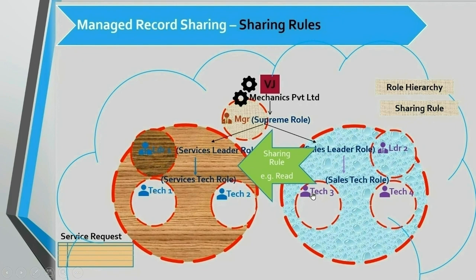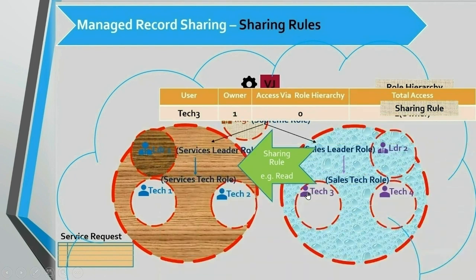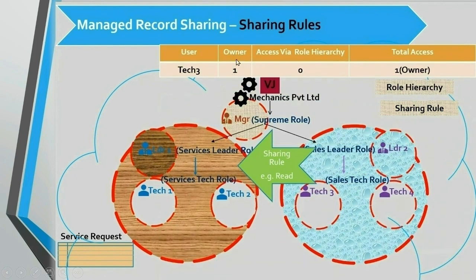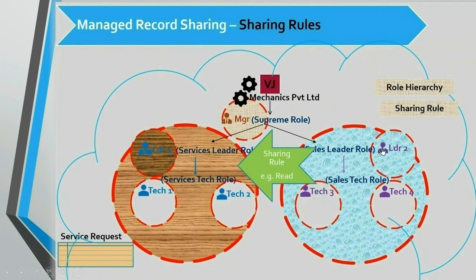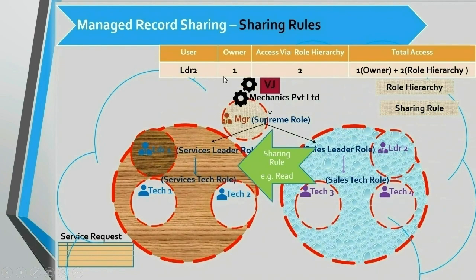Now, if you see the Tech3's access, he would be having only one record access and no records from role hierarchy. And in the same way, if you see the LDR2's access, he would have one record as owner and two records from the role hierarchy. From his subordinates, he gets two records access.